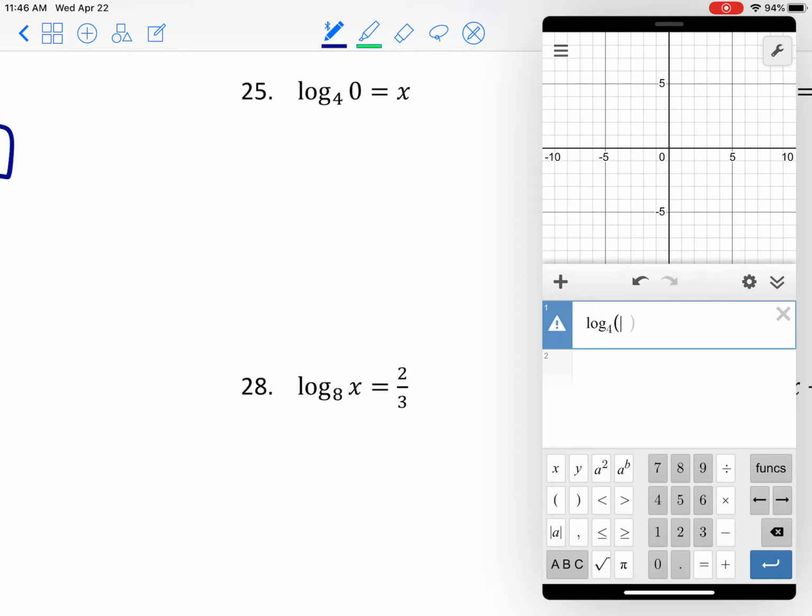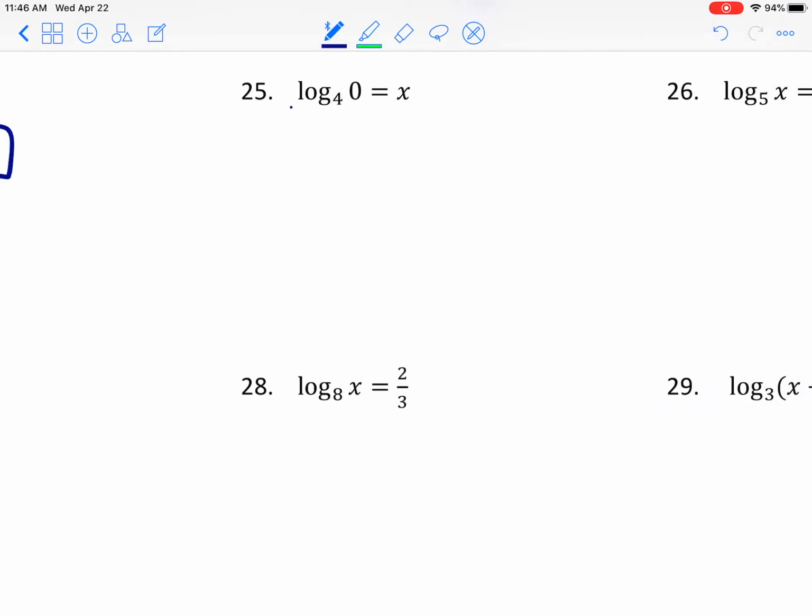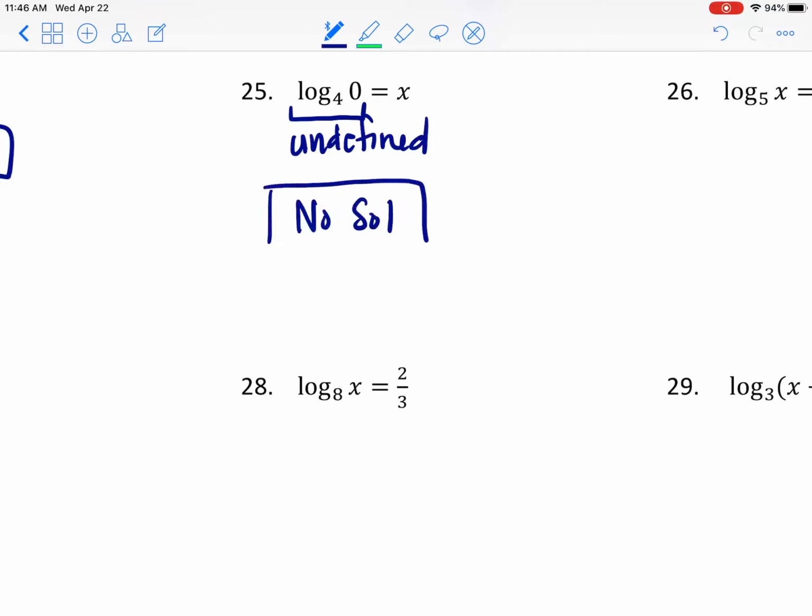Same thing on number 25, right? This is already solved. X is by itself. So if we put in the log base 4 of 0, it's going to say undefined. That means that this equation doesn't have a solution. So this is undefined. That means there is no solution to this equation.